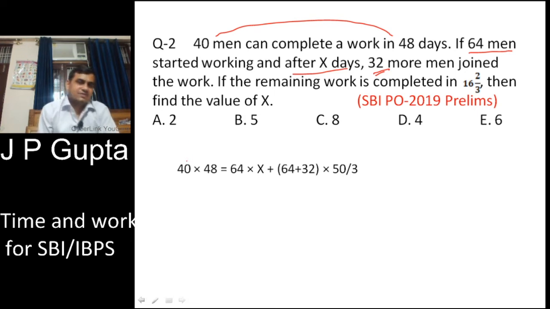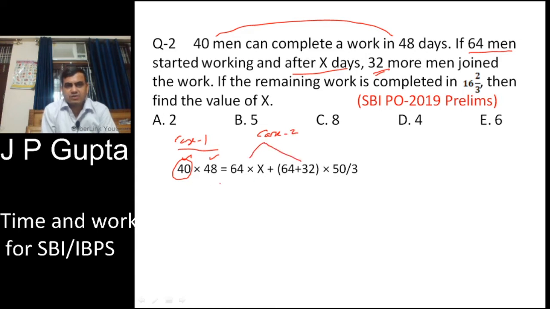Now let's take it through this example. 40 men, that is M1, 48 days, that is D1. This was part 1, because from start to end there are 40 men only, and that's why case 1 will be in one part only. While if we look at case 2, it is broken into two parts.